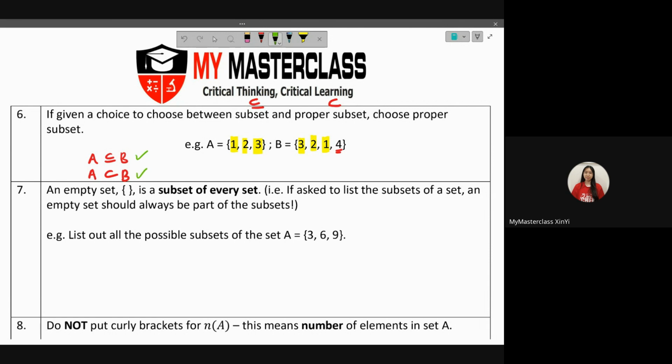But what if in the question itself you are given a choice to choose between these two? Then always use the proper subset. As long as you know your B is strictly bigger, or your A is strictly smaller than your B, use the proper subset one. So this is kind of like a stricter rule.